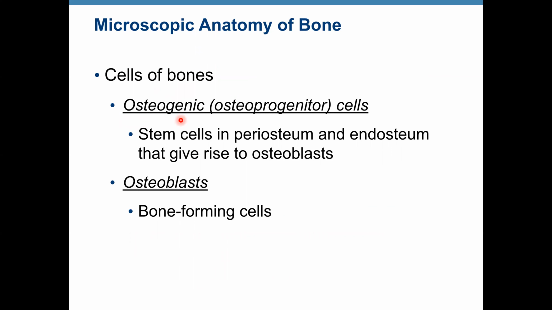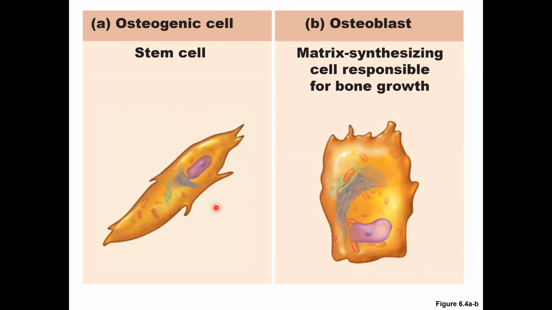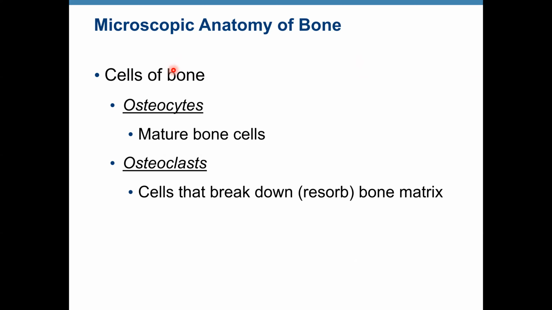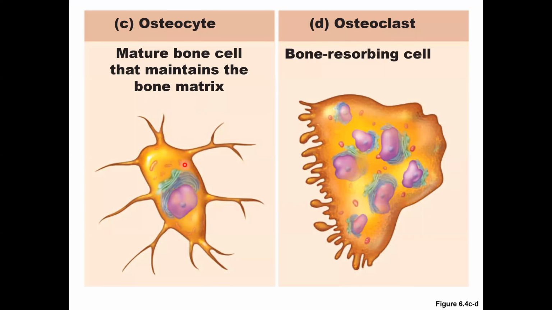We have osteogenic cells, and those are stem cells in the periosteum and endosteum that give rise to osteoblasts. Then we have osteoblasts, bone-forming cells. So here you can see stem cells, osteogenic cells. Here's the osteoblast responsible for matrix synthesis. Then we have osteocytes. Those are mature bone cells. And osteoclasts. Those cells break down or resorb bone matrix. So here's the osteocyte, a mature bone cell that maintains the matrix.